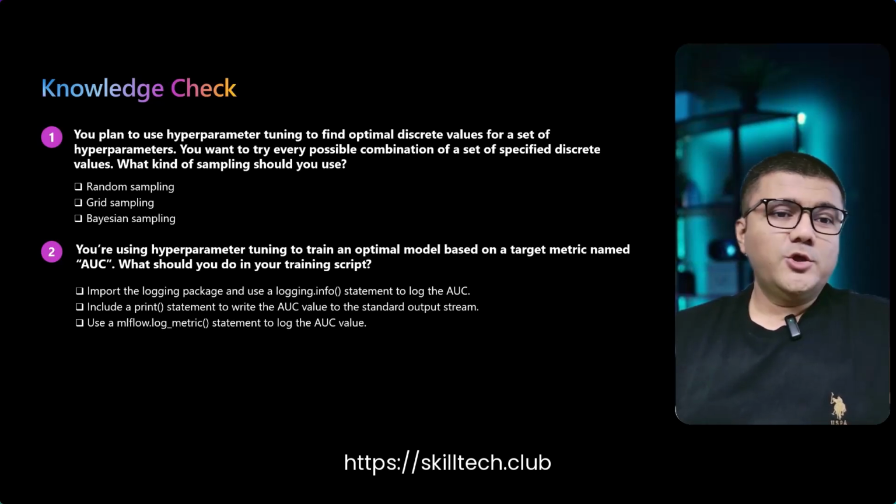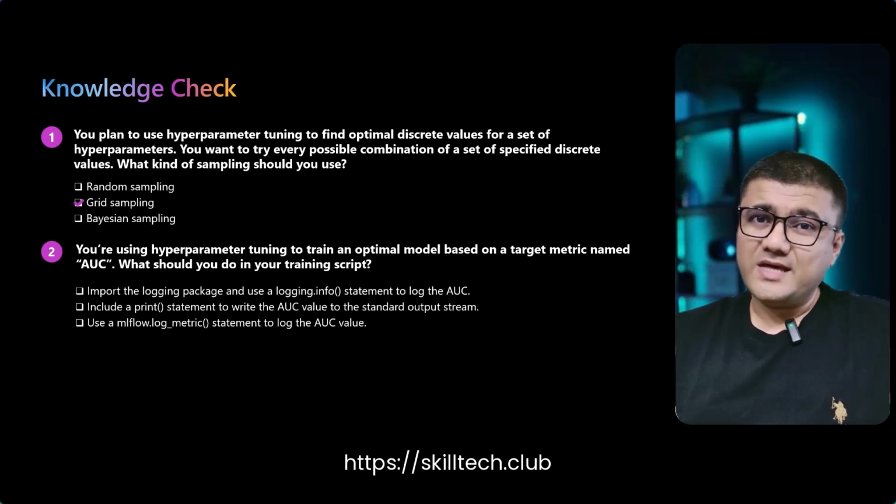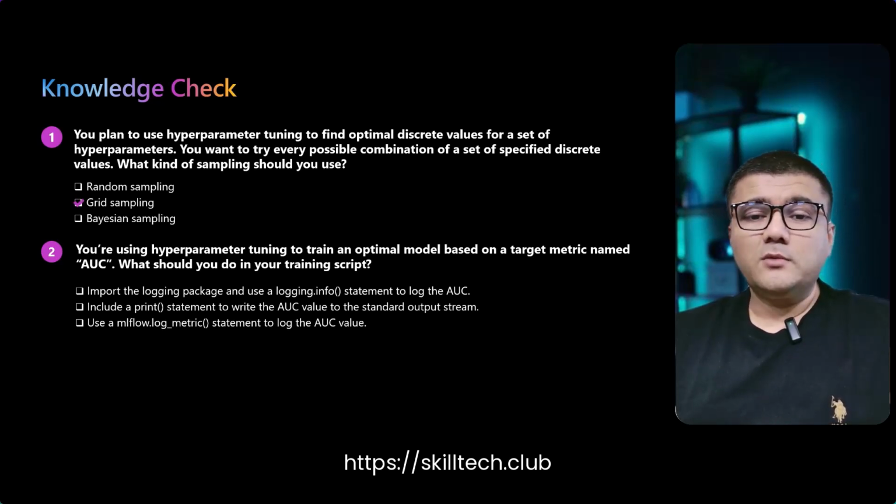Question number 1. You plan to use hyperparameter tuning to find optimal discrete values for a set of hyperparameters. You want to try every possible combination of a set of specific discrete values. What kind of sampling should you use? The answer is you should use grid sampling for this. Next, you're using hyperparameter tuning to train an optimal model based on the target metric name AUC. What should you do in your training script? The answer is use the mlflow log_metric statement to log the AUC value.